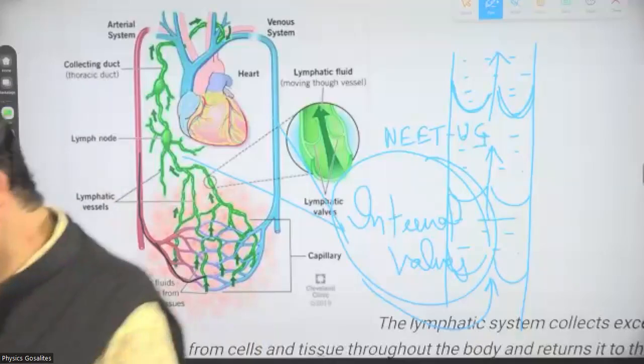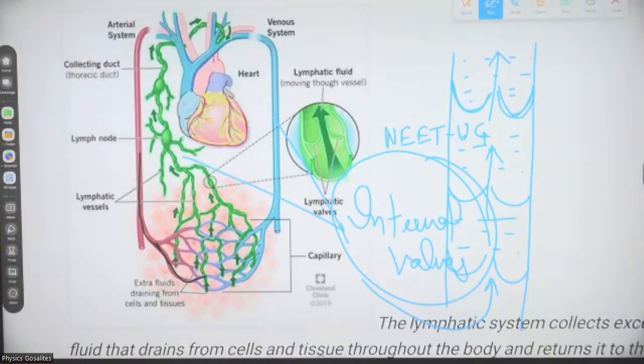Okay, I can't hear you, sir. Sir, what is the lymphatic system? Okay, wonderful. What is the lymphatic system? Siva, I'll tell you, but first of all, can you hear me? Is it going well?